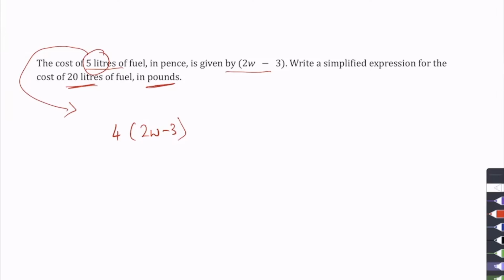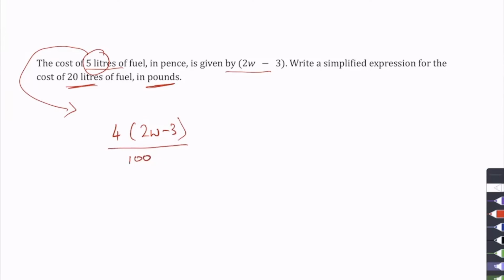So how would you convert pence to pounds? If you're not sure, you can just try some numbers. If you have 100 pence, how do you get to pounds? You divide by 100 and you get £1. So in this case, we're going to divide by 100.